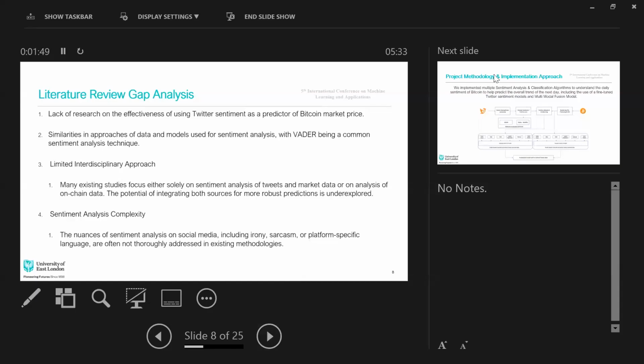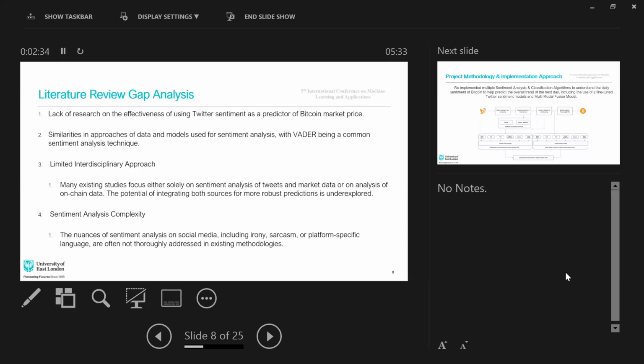Now I'm moving to the actual gap analysis for our literature review. The first point being that there is a general lack of research on the actual effectiveness of using Twitter sentiment as a predictor itself. The second being that there are quite a few similarities in approach of the data and models used for the actual sentiment analysis of these tweets. We saw VADER sentiment analysis and TextBlob as well. These are libraries and techniques which are available, and those two are quite common sentiment analysis techniques. Then the third point being that there's a limited interdisciplinary approach.